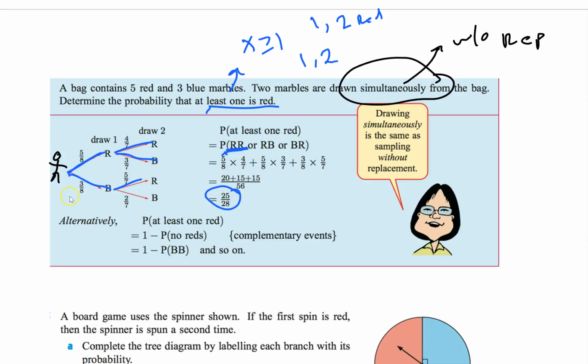Or if you prefer the little shortcut method, they're picking everything but blue, so do 1 minus blue. So that's what I did here. They got the answer.